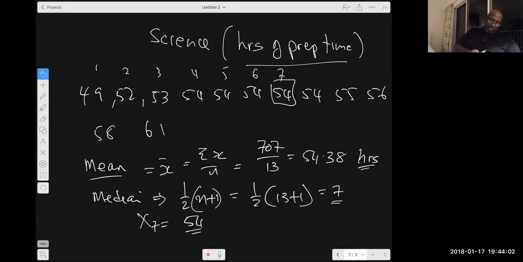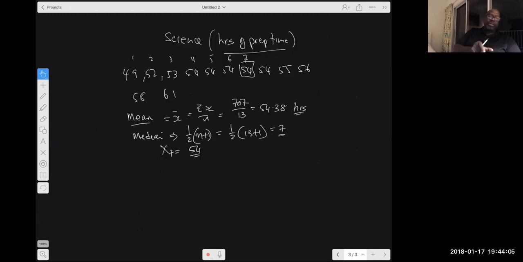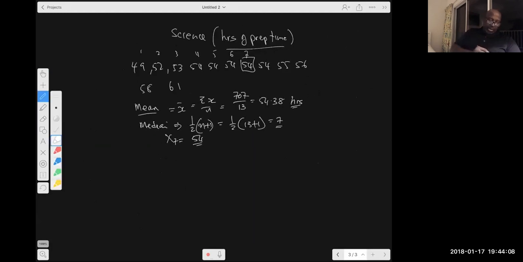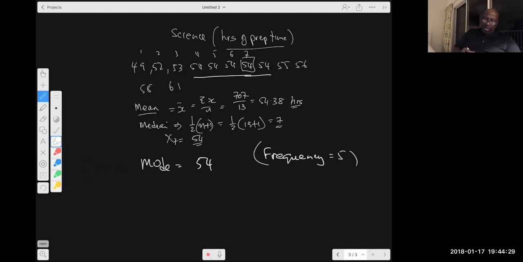And then the mode. By definition, the mode is the one that occurs the most frequently. Well, that was the 54. You have 5 values of that. So mode is 54. Right? Frequency is 5. So that is our mode right here. Excellent. Mean, median, mode. Now quartiles. If you wanted quartiles or percentiles, let's look at percentiles. So let's take the 80th percentile.